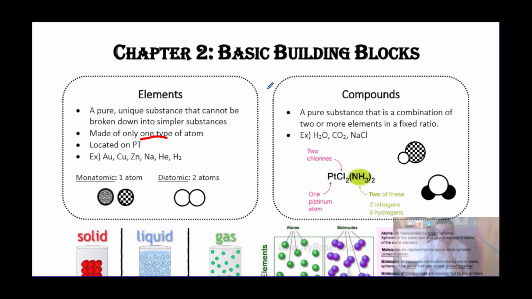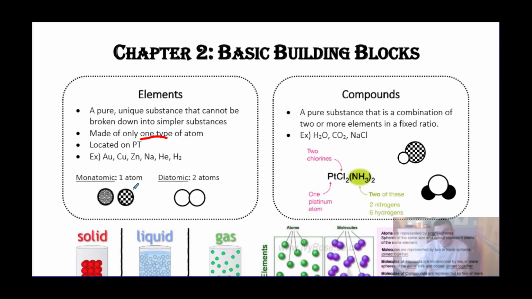All the elements in existence are located on the periodic table. All right, we can find about 118 of them there. And I've listed some here as examples: gold, copper, zinc, sodium, helium, and hydrogen. Again, hydrogen we're writing as H2 because it's a diatomic element.